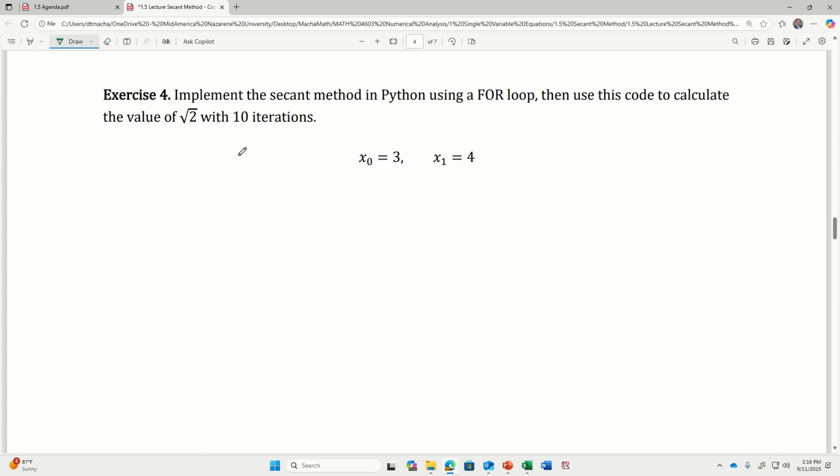Next, we're going to implement the secant method in Python using a for loop. And then we're going to use this code to do the same calculation. But it's nice to know how to use Python. So we'll boot that up.